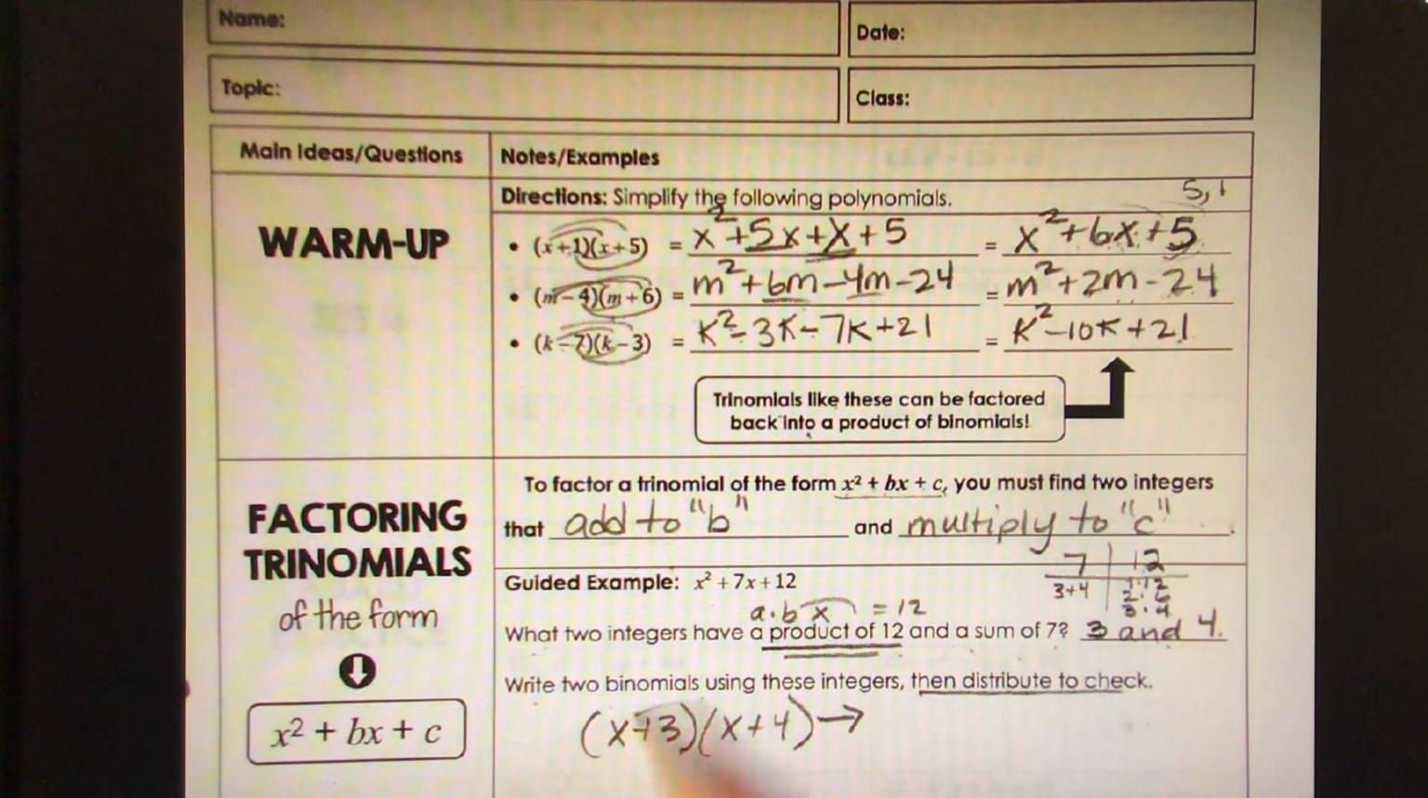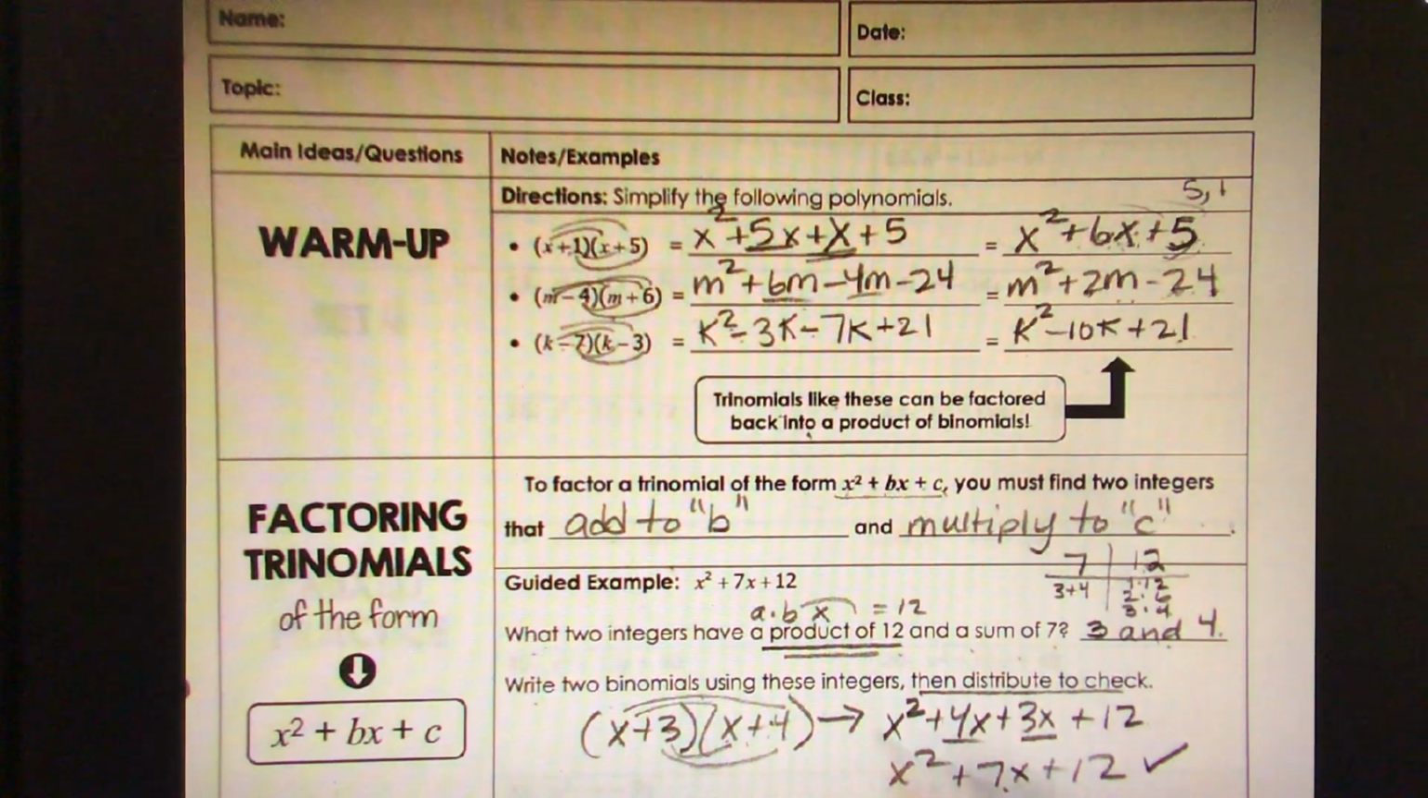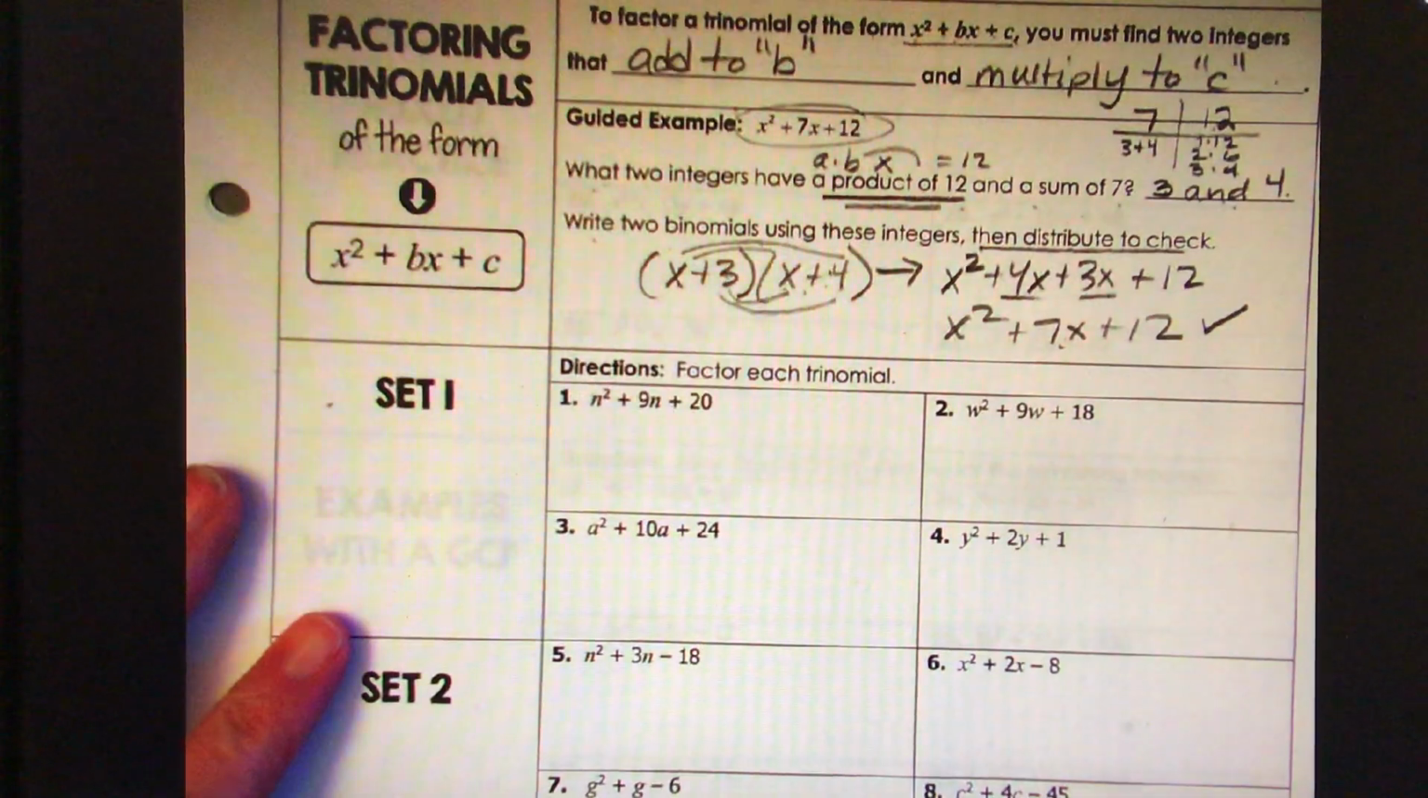Now I'm going to distribute to check, see if I am onto something here. So x times x is x squared. x times 4 is 4x. x times 3, 3x. And then 4 times 3, 12. Combine: x squared plus 7x plus 12. And then check, because it results in that. Yay. Okay. Now, this does take practice. You could do these for years and get really good at them.